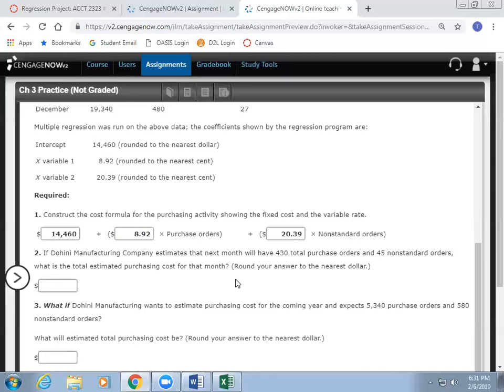So what is my total estimated purchasing cost for the month given this data? Very good, 19,213.